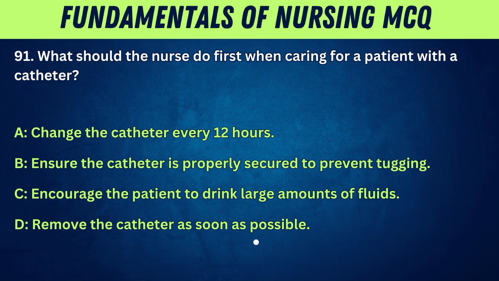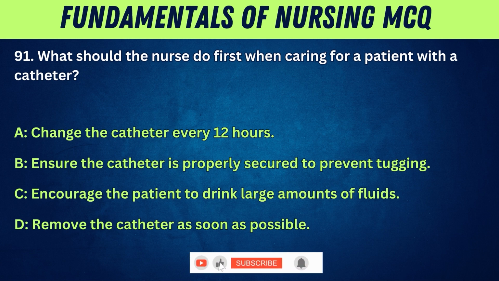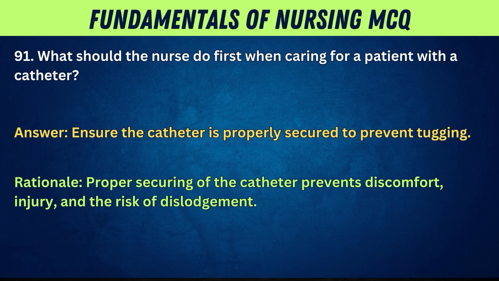91. What should the nurse do first when caring for a patient with a catheter? A. Change the catheter every 12 hours. B. Ensure the catheter is properly secured to prevent tugging. C. Encourage the patient to drink large amounts of fluids. D. Remove the catheter as soon as possible. Answer: ensure the catheter is properly secured to prevent tugging. Rationale: proper securing of the catheter prevents discomfort, injury, and the risk of dislodgement.